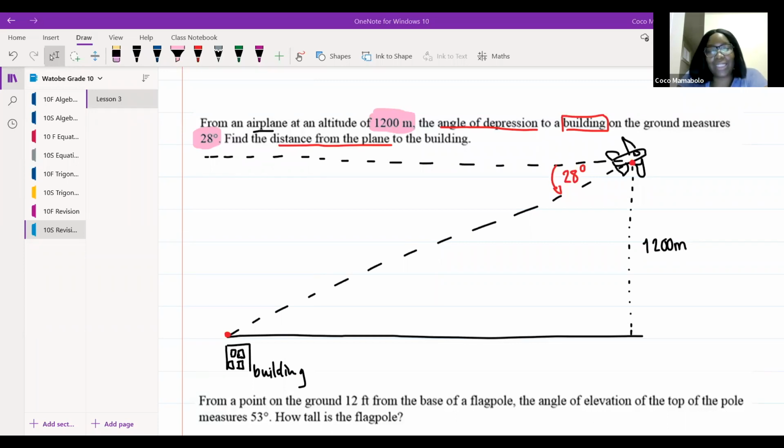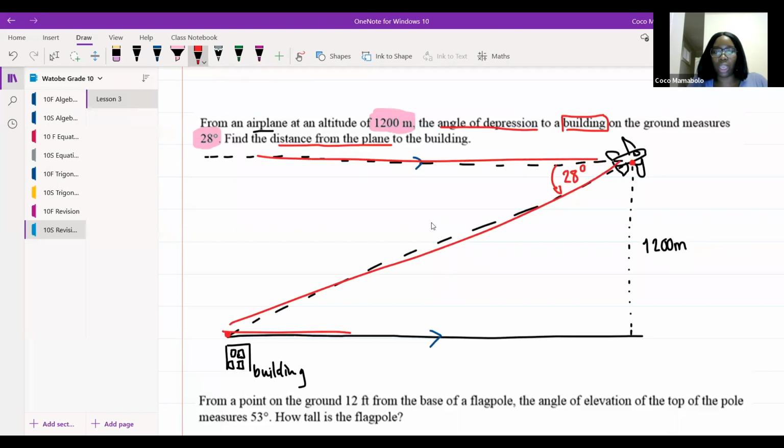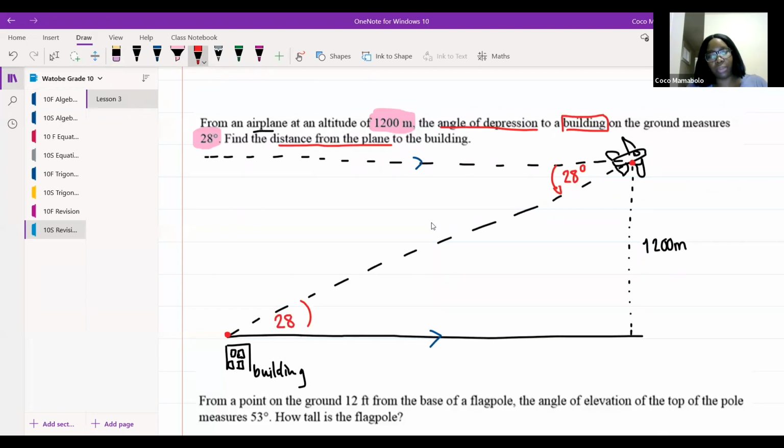Yes, absolutely, Lesedi. So we think about this. They say that the airplane is flying at an altitude of 1.2 at an angle of depression to the ground. So we know that it's traveling straight, and our ground is also going to be kind of straight. So these two things will be parallel. And if this is 28 degrees, that tells us that our alternating angle, which will be this one over here, will also be 28 degrees. Right. Good. We can start there.